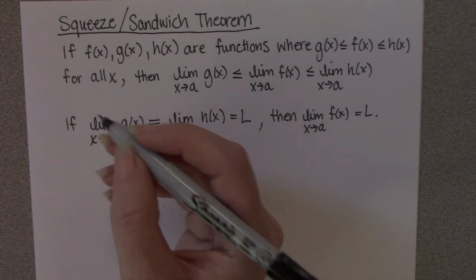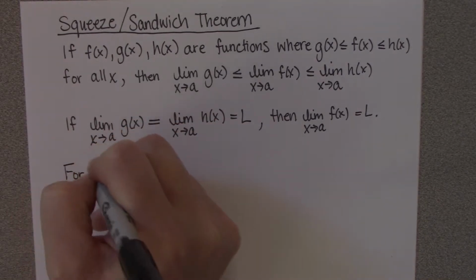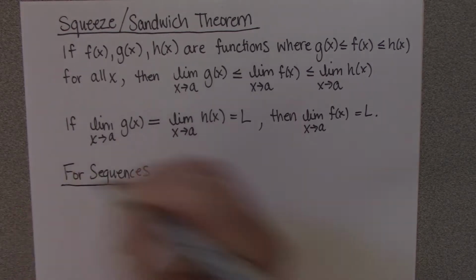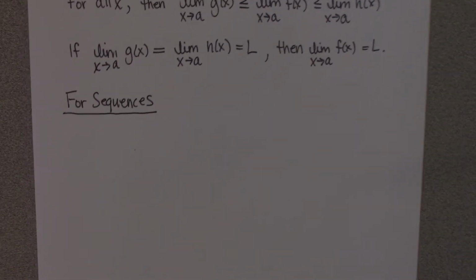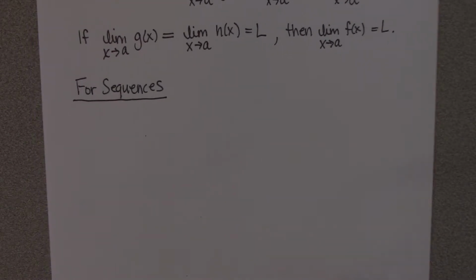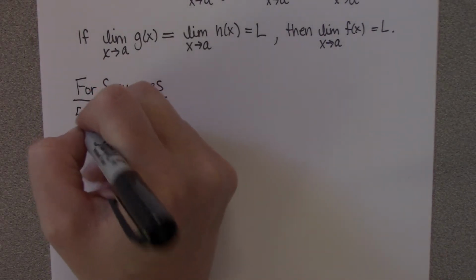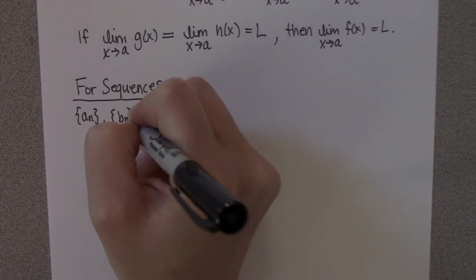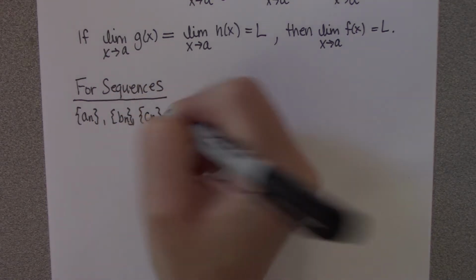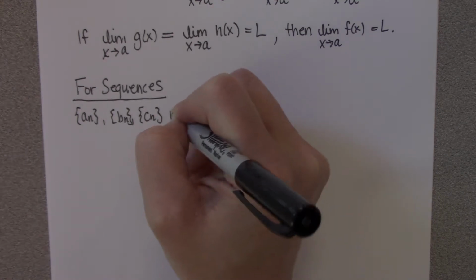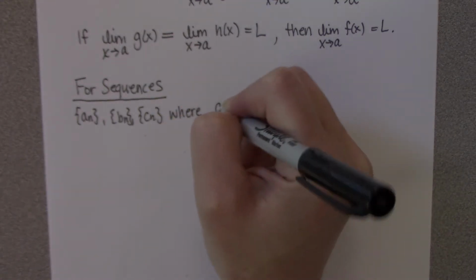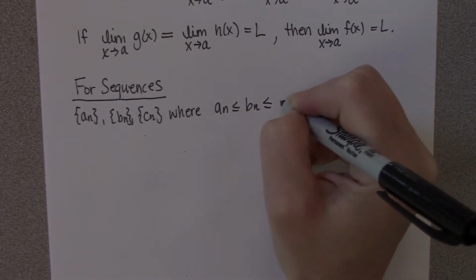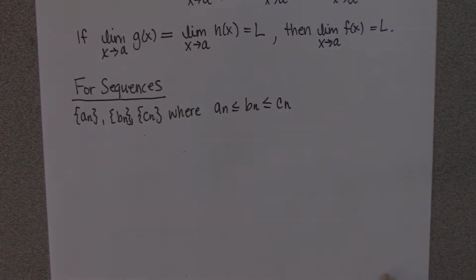So let's look at the conditions to use it for sequences. Okay, and it's pretty similar. So let A, B, I know, it sucks, right? C, be sequences where all the terms in A are less than the terms in B are less than the terms in C.